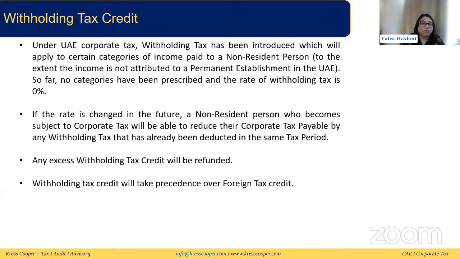So if somebody has deducted withholding tax from the payments when making them to the non-resident, and there is a withholding tax rate in the UAE, and the categories are specified, then any withholding tax paid can be utilized by them, and any excess withholding tax will be refunded. The guide has also clarified this withholding tax credit will take precedence over foreign tax credit, meaning that we need to use this withholding tax credit before we can use the foreign tax credit.